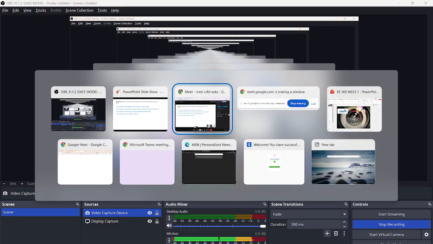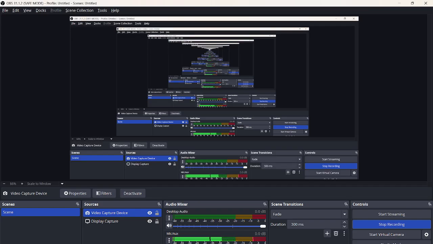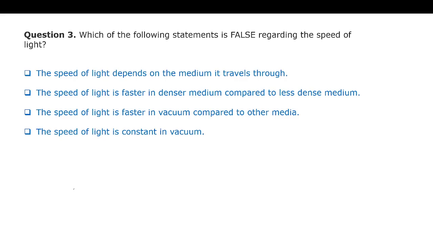I think this is a very basic fundamental question. So we can say that option B is the incorrect answer, which shows the false statement. Why is it false? Because the speed of light being faster in denser medium compared to less dense medium is incorrect. Usually the speed of light in vacuum is c, and in any medium it becomes c by n, the refractive index.